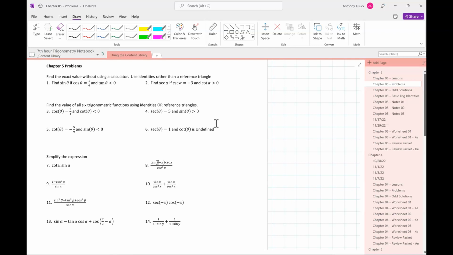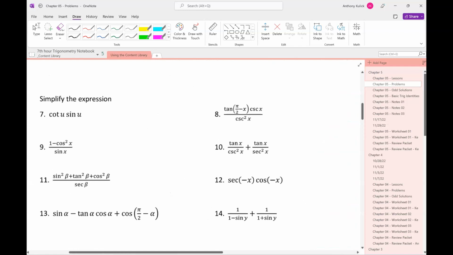Mr. Kulik, can you just pick out a random one from 7 to 14 to do on the board? Does anyone have one in particular from 7 to 14 that looks scary to me? All of them? Preferably like maybe 11. 11 sounds great. Let's do that one.